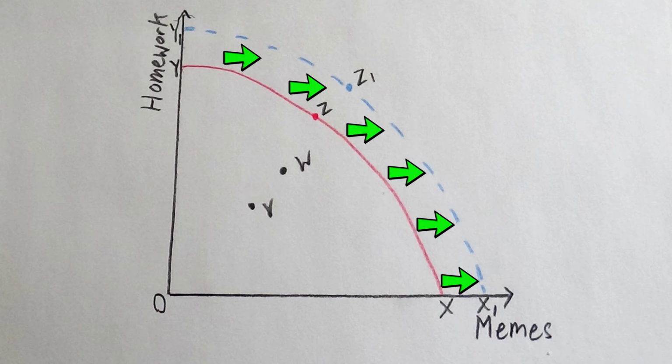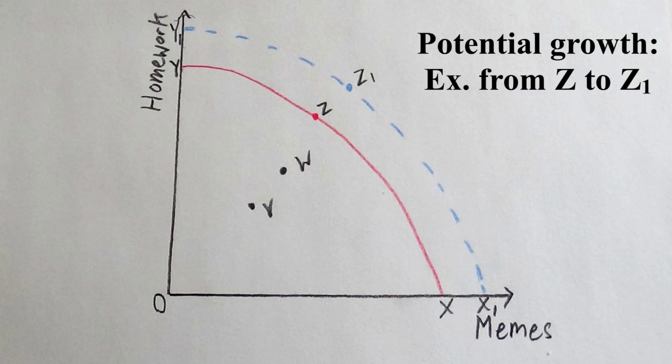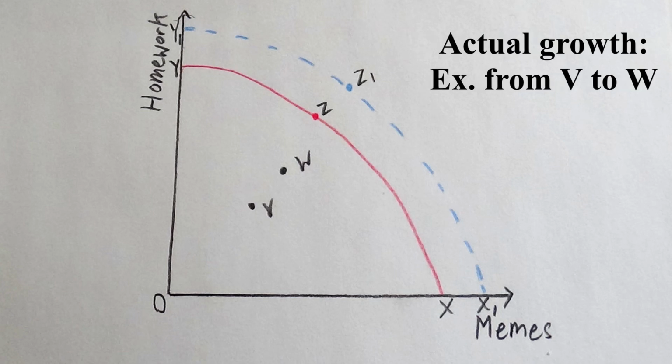An outward shift of the PP curve can only be attained if there is an improvement in the quantity and or quality of the factors of production. In this case, the quantity and quality of teachers making homework and memes combined. If this shift is achieved, there is an increase in potential output, but this does not necessarily mean that there is an increase in actual output. That would require the movement of the current point of the actual output towards the new PP curve.